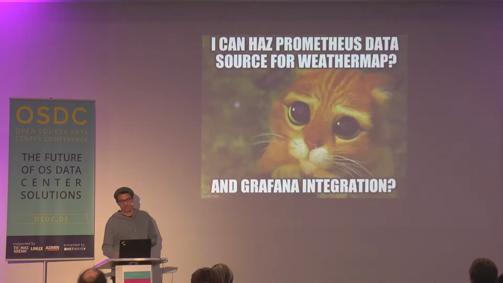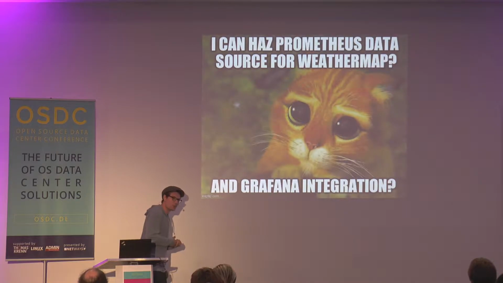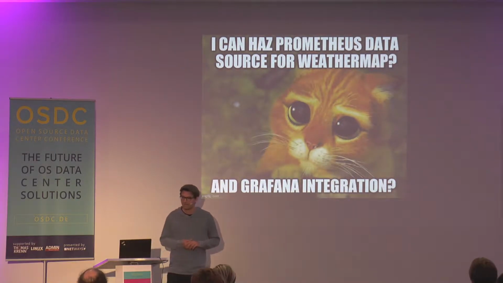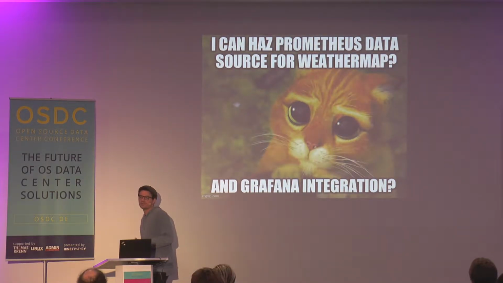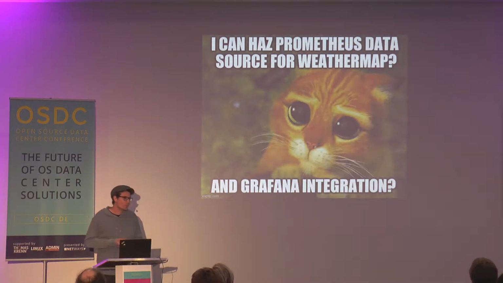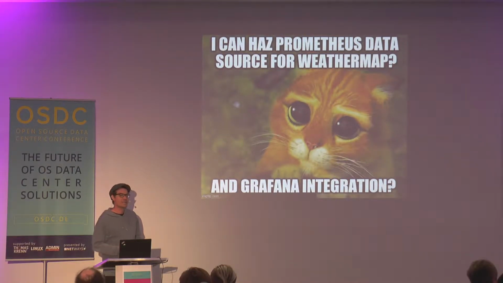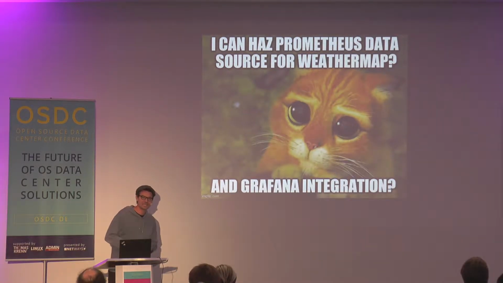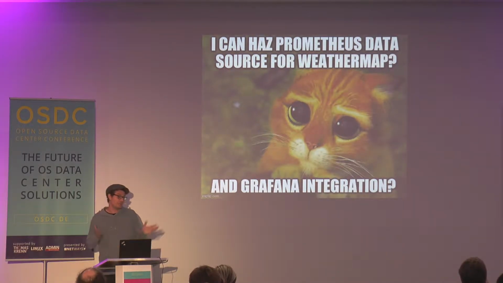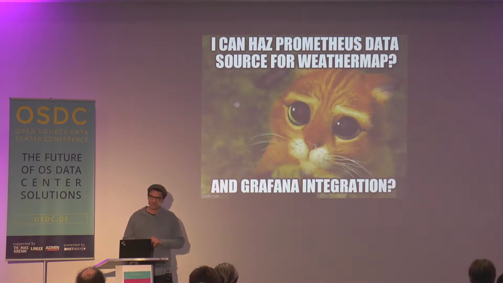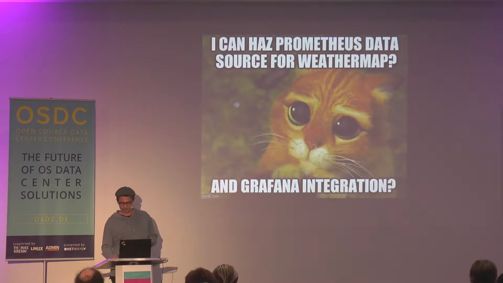So here goes. If any of the weather map people are in this audience or ever see this on video maybe, the weather map is already programmed to support multiple data sources. So if we could have a Prometheus data source for the weather map plugin, that would be amazing. And obviously, we'd also still need Grafana integration, but I think that is actually the easier part. So yeah, if anyone wants to beef up their open source karma, I think this would be an amazing project.